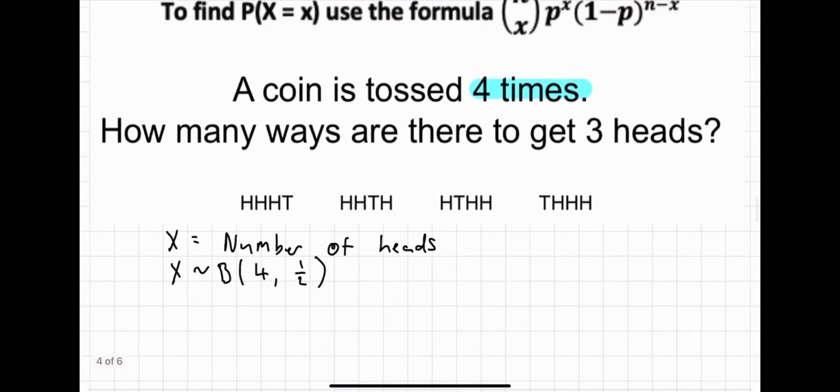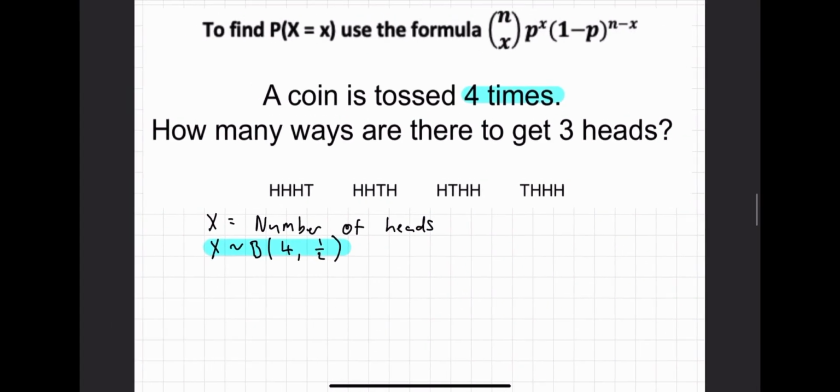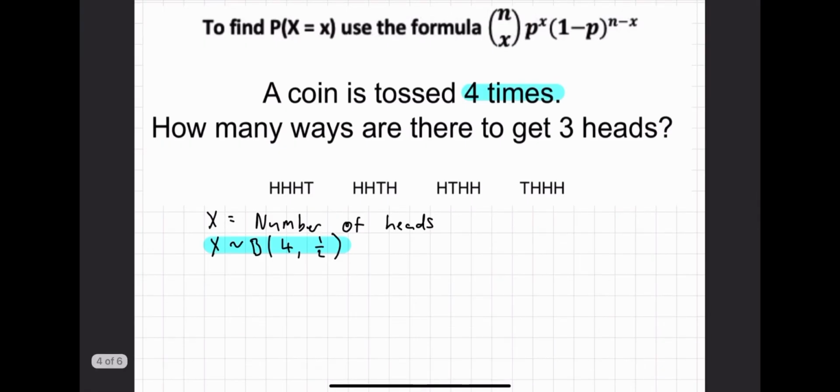So here is our binomial distribution. Writing it in this form makes it easier to do calculations because you know what most of your details are. You know what n is, you know what p is, you know what 1 minus p is, and you know what that is. The only thing you need to know is what x is. It says how many ways are there to get 3 heads. I'm going to change this question. What is the probability of getting 3 heads? That would be written as the probability of X equaling 3.